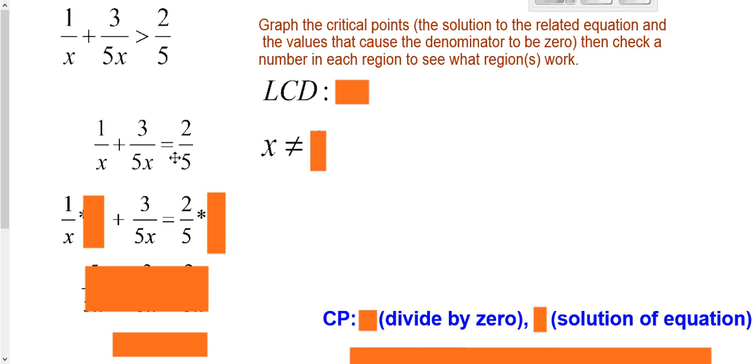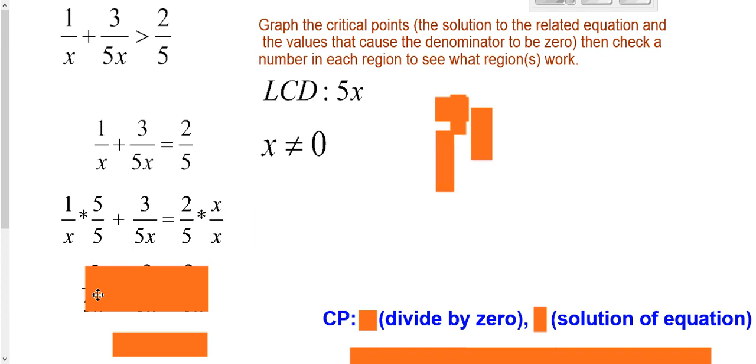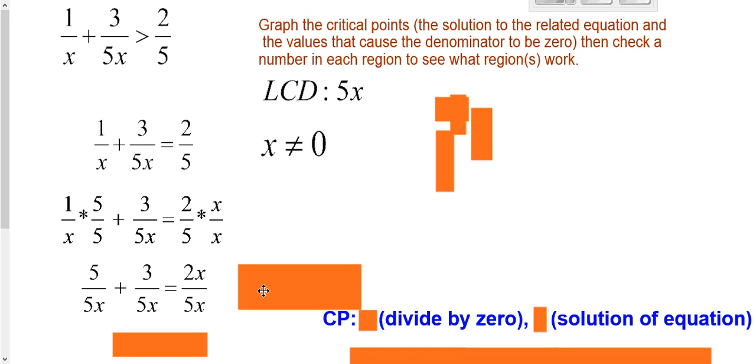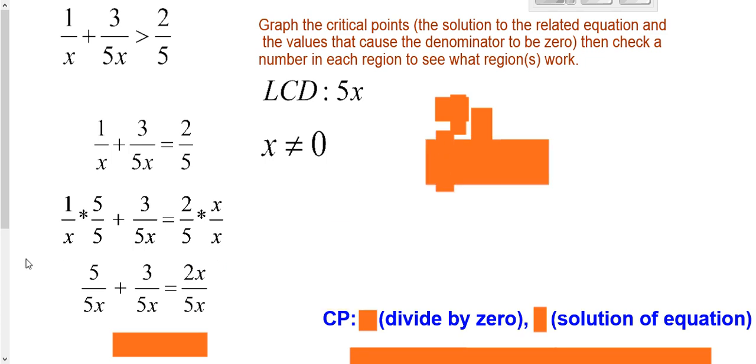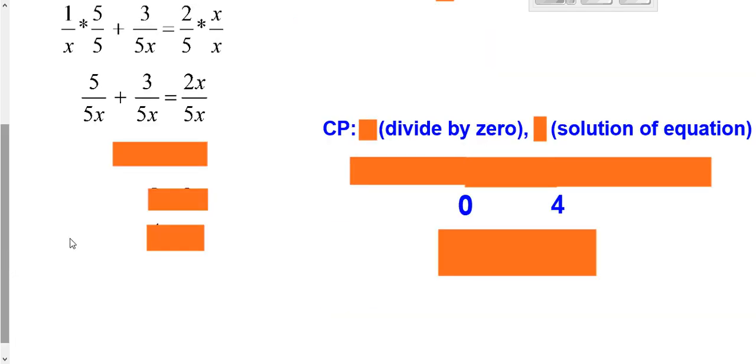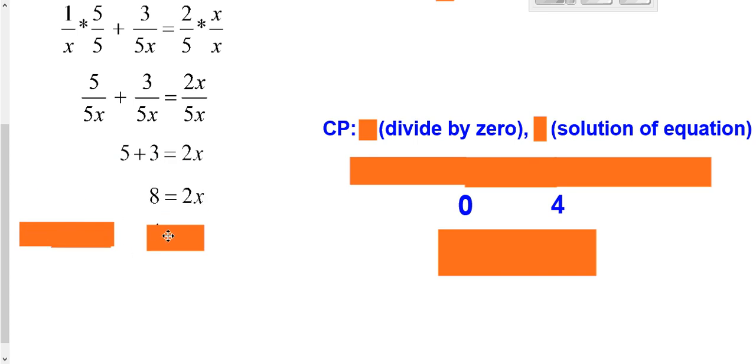So we're going to start off. We're going to find that least common denominator. We're also going to take a look at what causes the bottom to be 0, which is 0. That's going to be one of our critical points. Multiplied by special forms of 1. Write what we have, 5 over 5x plus 3 over 5x equals 2x over 5x. All the bottoms are the same. Therefore, we drop all the bottoms and we solve it, and we get more critical points.